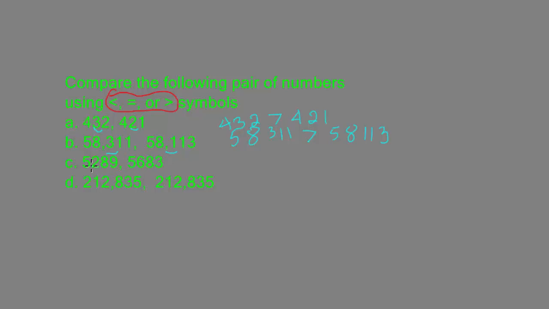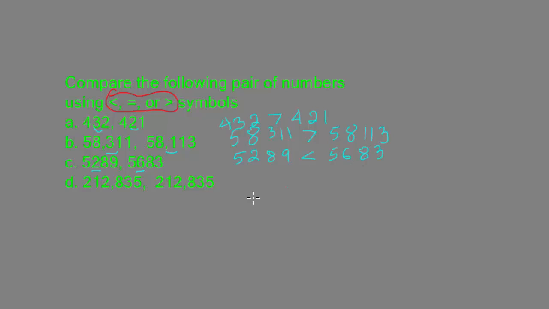All right. C. Again, 4 digits each. The first digit in each number is 5. The next one here is a 2, and here it's a 6. Consequently, 5289 is less than 5683.